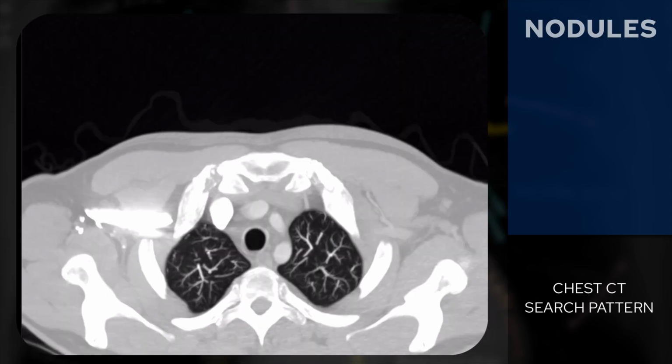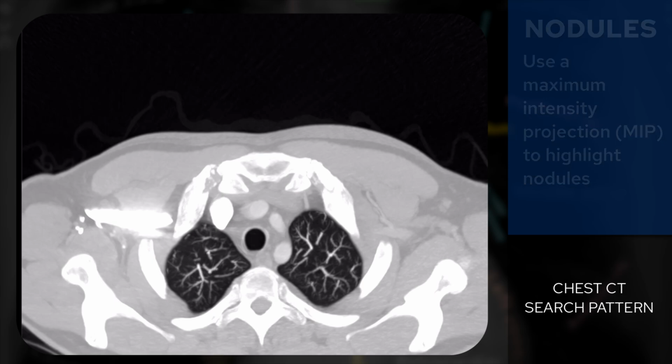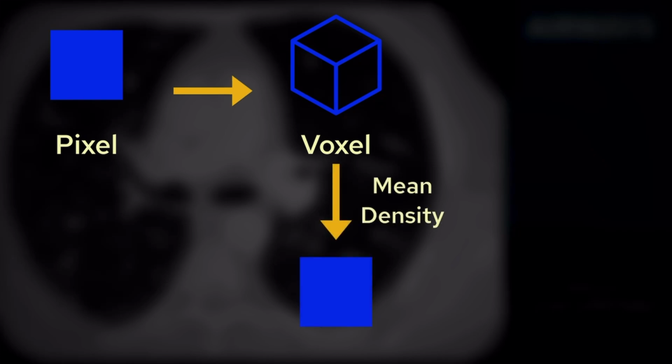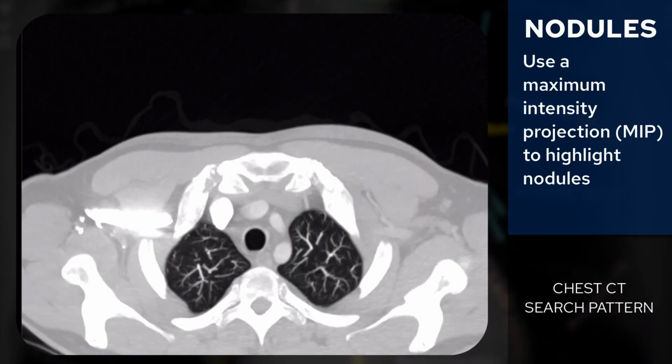The next thing I'm going to do is look for lung nodules. This can be very tricky, which is why most people use something called a MIP projection, a maximum intensity projection. Essentially, if you think of a CT scan as being made up of lots of 2D pixels, in a 3D world those are called voxels. Each of those voxels shows us the mean density on a normal standard CT scan. However, if we change to a MIP projection, we're then showing the maximum density within that voxel. That can really highlight lung nodules, so it can be very helpful.